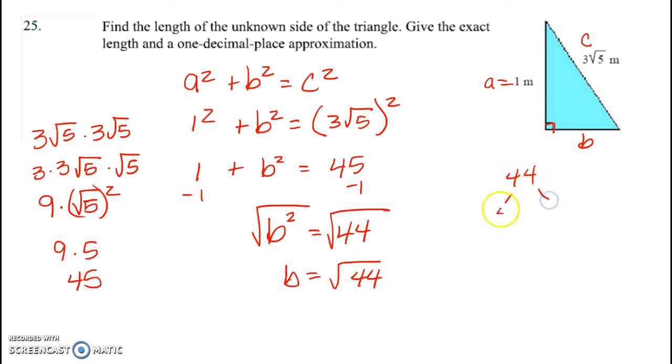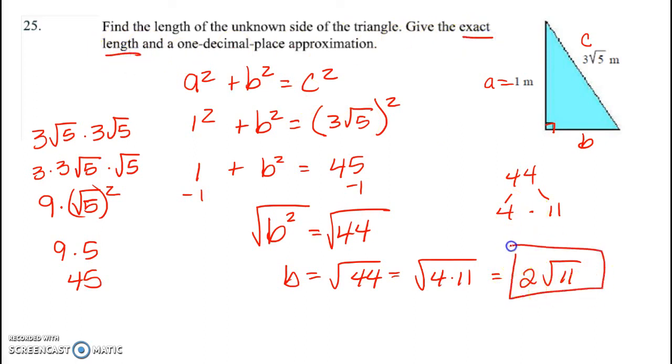44 is 4 times 11, and 4 is a perfect square. So that's the square root of 4 times 11. The square root of 4 is 2, so 2 times the square root of 11 is your exact length. That's the exact answer. Now, if you run it through your calculator, you get an approximation.